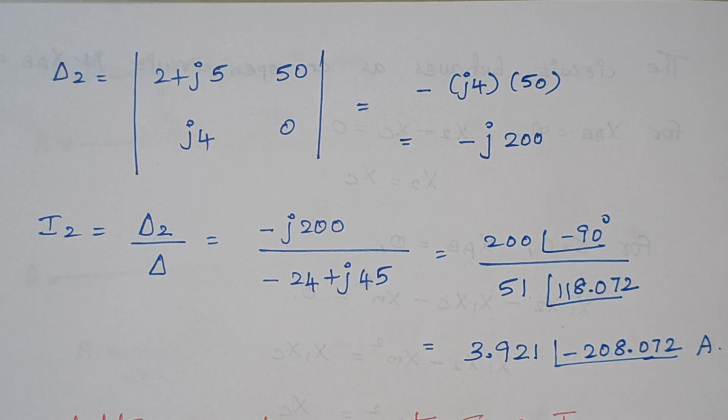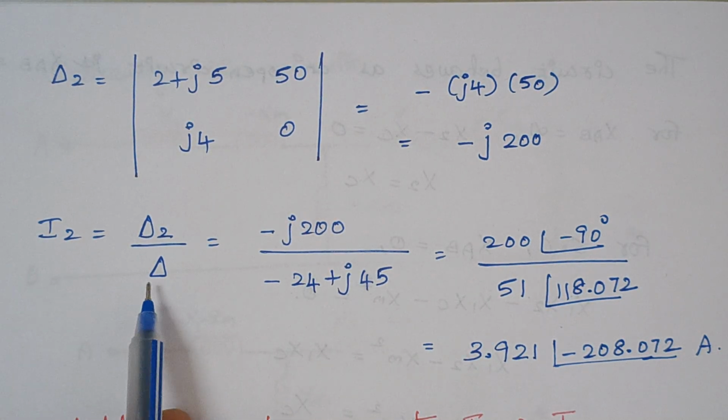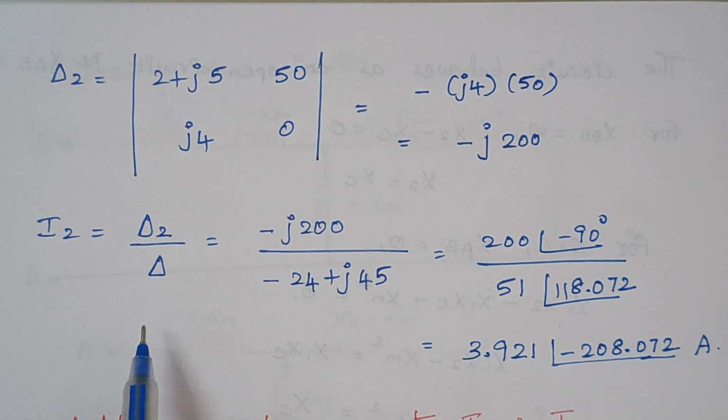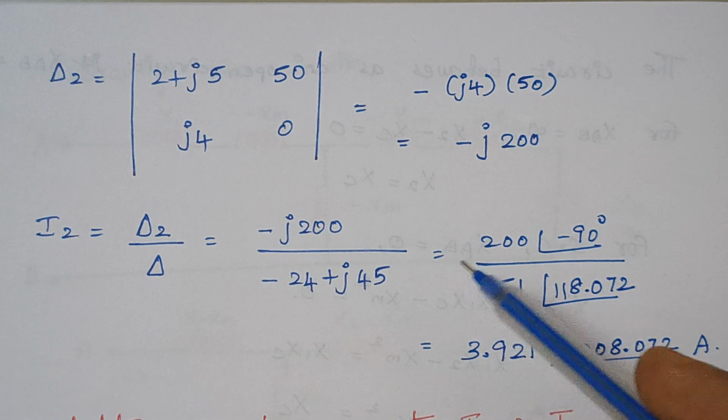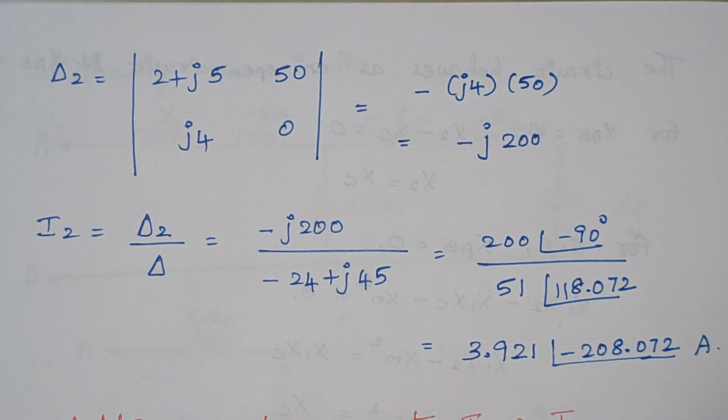In case the value of I1 is asked, what you have to do is write I1 equal to del 1 by del. Just find the value of del 1, substitute it, and find the value of current in the same way.